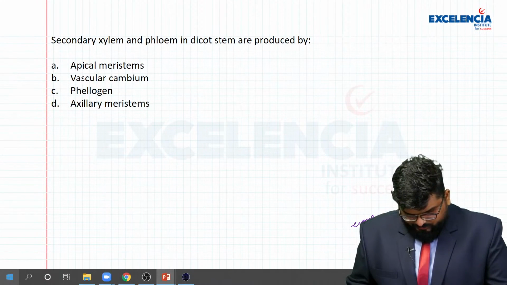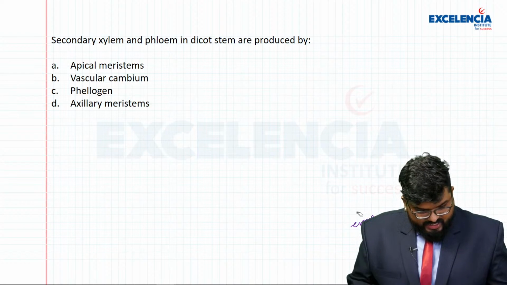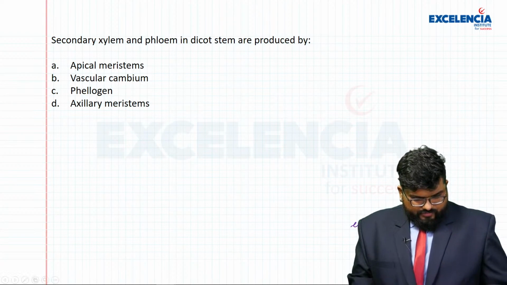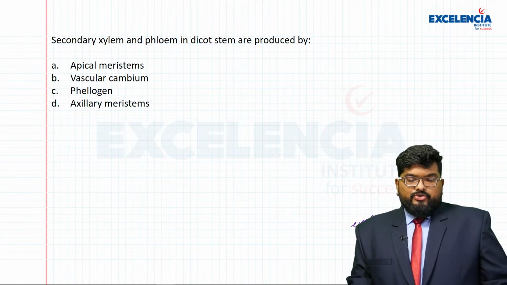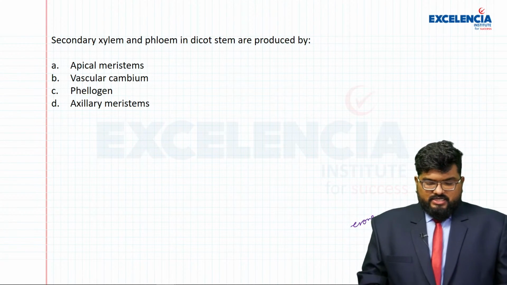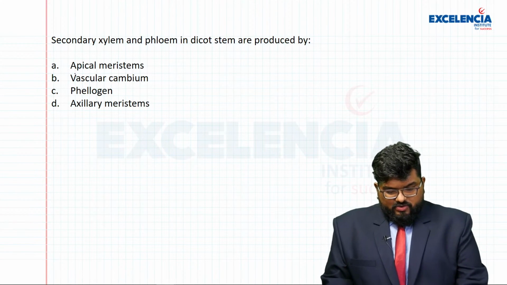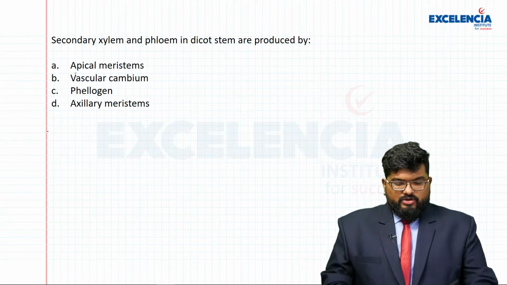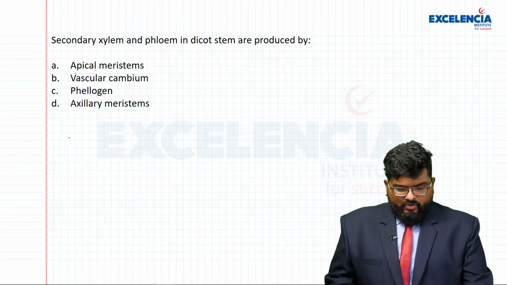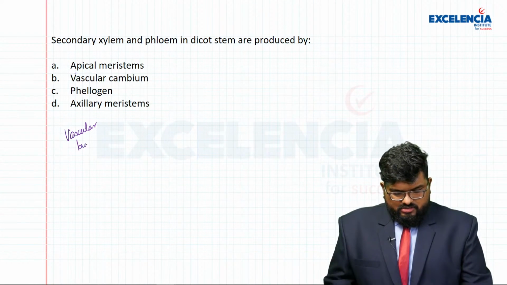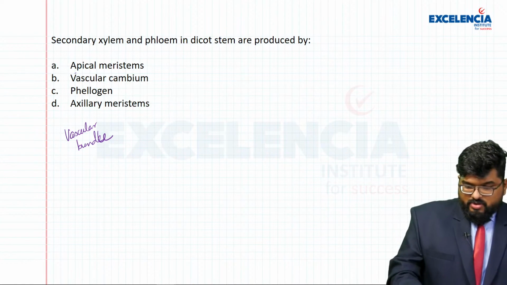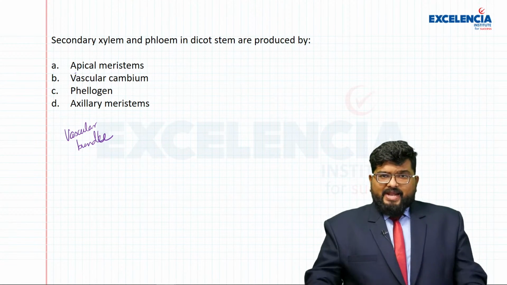Next question. Secondary xylem and phloem in dicot stem are produced by. Let's understand this. So when we talk about xylem and phloem, what are we talking about? We are talking about vascular bundles, isn't it? There are plenty of hints over here.